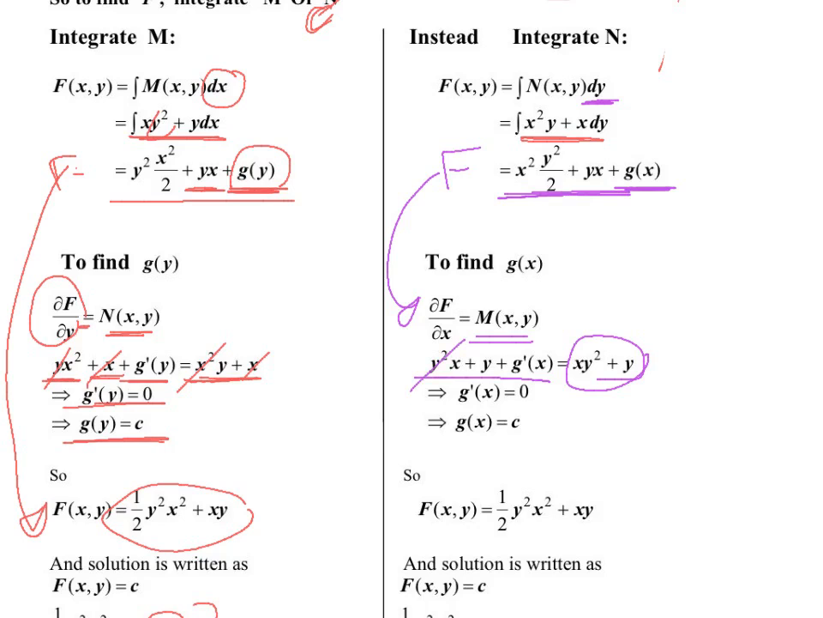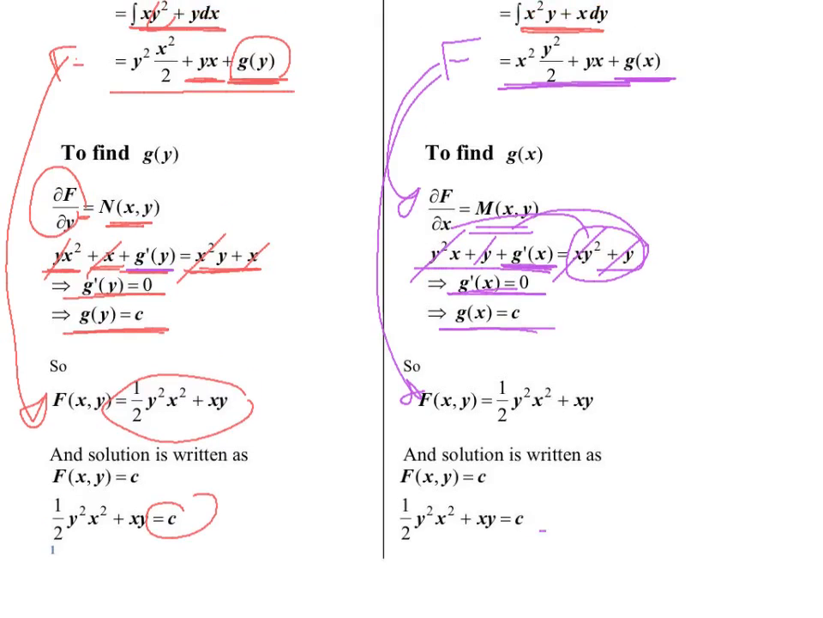Compare them. At this step you should be able to check your solution, because you must have similarities between the terms, and g prime x must be a function of x only, or 0 or a constant, and g prime y must be a function of y only, or 0 or a constant. G prime x here is 0, so g of x is constant. Then you write back your answer, and your final answer will be equal to C.